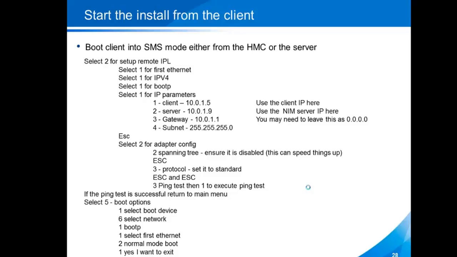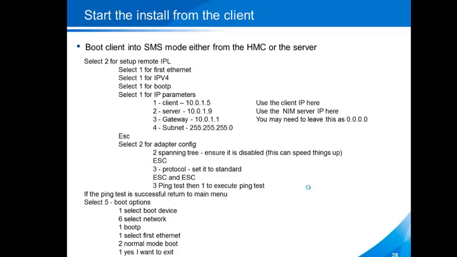The first thing you do is go select option 2 for set up remote IPL. Now I've got here selecting 1 for the first Ethernet. You're going to select the correct Ethernet for you. If you've got multiple defined, then obviously you will select the one that is your primary management interface, and that would be the one that would get you to the NIM server.